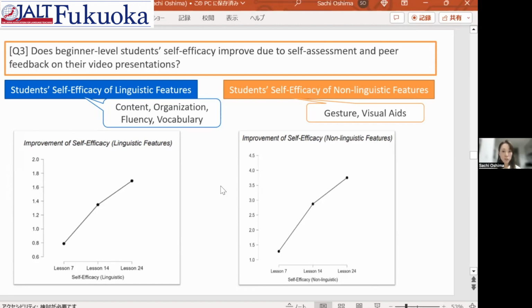So student self-efficacy of linguistic features, content, organization, fluency, and vocabulary, improved. Self-efficacy means I can do, I can organize, I can speak, or I can use vocabulary, these things. So from lesson 7, lesson 14, to lesson 24, it improved. And the use of gestures and visual aids also improved.